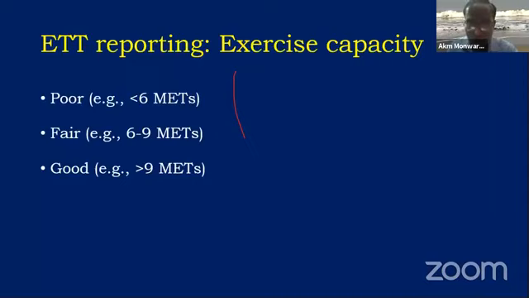Now, regarding exercise capacity, there is no uniform consensus, but a rough guide is that if a person performs less than 6 METs, you can just mark this as poor. If between 6 and 9, this is fair. If more than 9 METs, this is good.